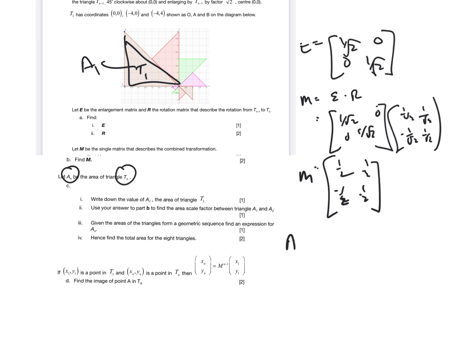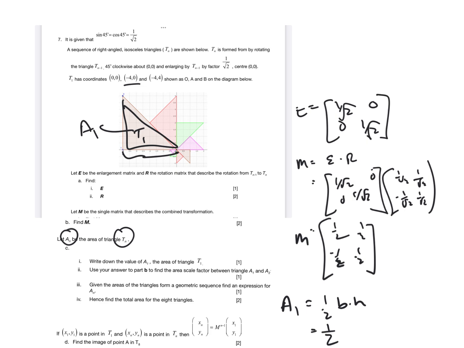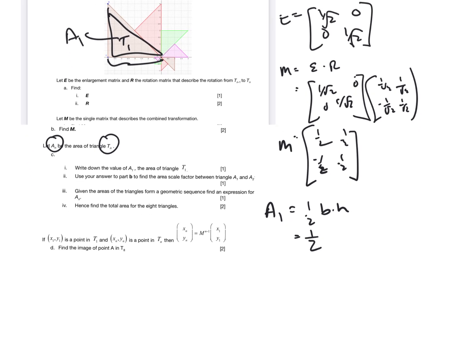So A1 is simply a triangle, area is half the base times the height. Because it's a right triangle, I know this distance here from the coordinate points. I have these values here, and so I know it's going to be 4 across and 4 up, and so my area is 8. And that's the first one.